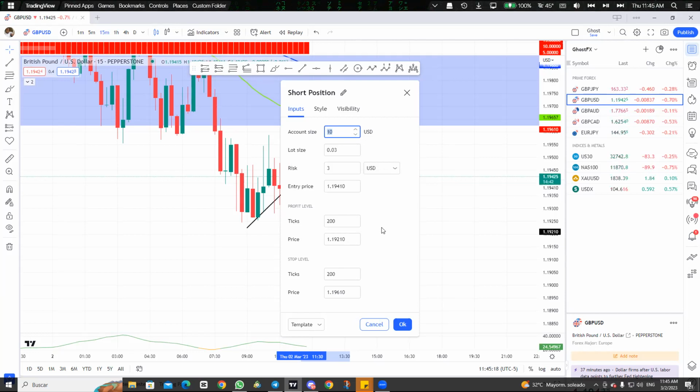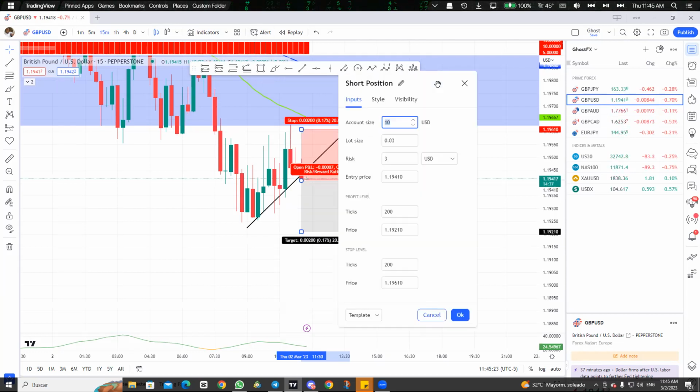Can you repeat it? Stop loss? It's right there on the screen. This is a 1.19610. Yeah. Take profit, stop loss, give me the stop level, 1.19610. Profit level 1.19210. Okay, okay. Done. It gets placed.